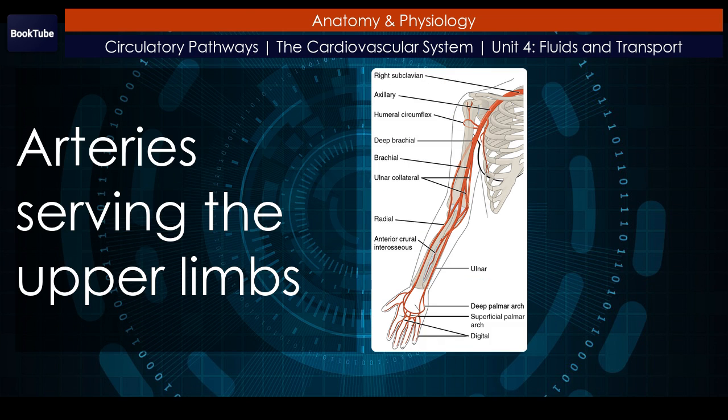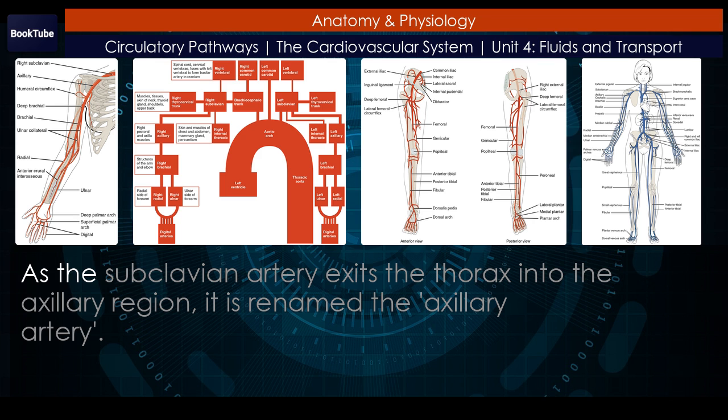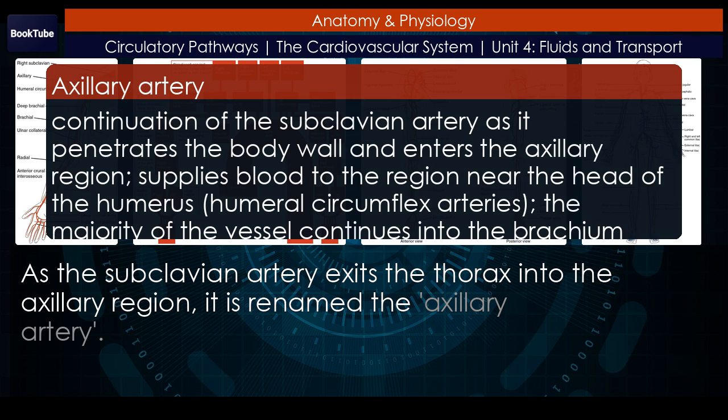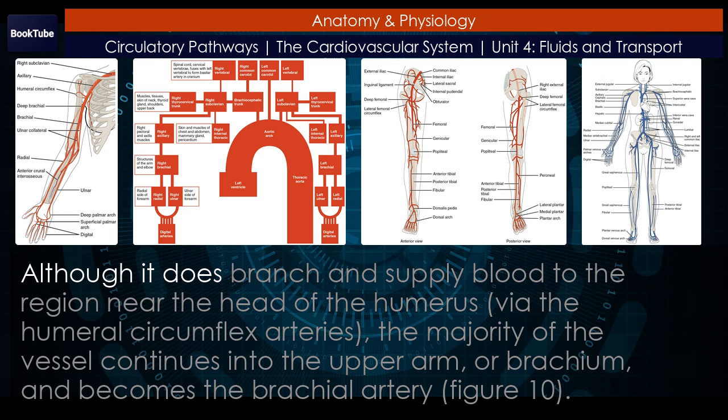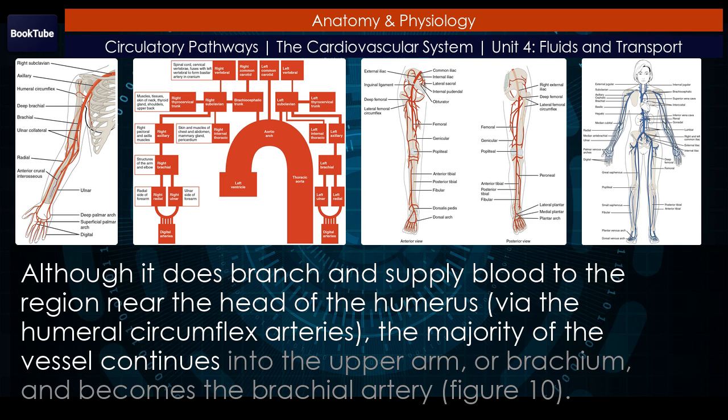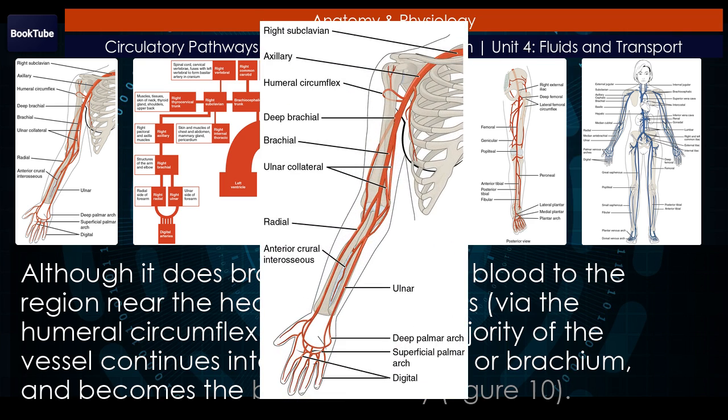Arteries serving the upper limbs. As the subclavian artery exits the thorax into the axillary region, it is renamed the axillary artery, although it does branch and supply blood to the region near the head of the humerus via the humeral circumflex arteries. The majority of the vessel continues into the upper arm, or brachium, and becomes the brachial artery.